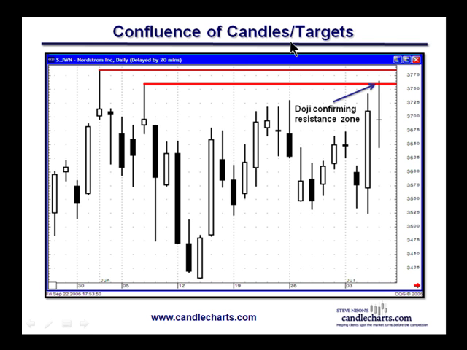Now you notice also in the title of the slide it says targets. And one of the things that I've been focusing on in my more recent education is the idea of helping you in our candlecharts.com family avoid misuses of candles. And you can't believe the bad information I see out there. I've seen people lose thousands of dollars on really misunderstanding the candlesticks.